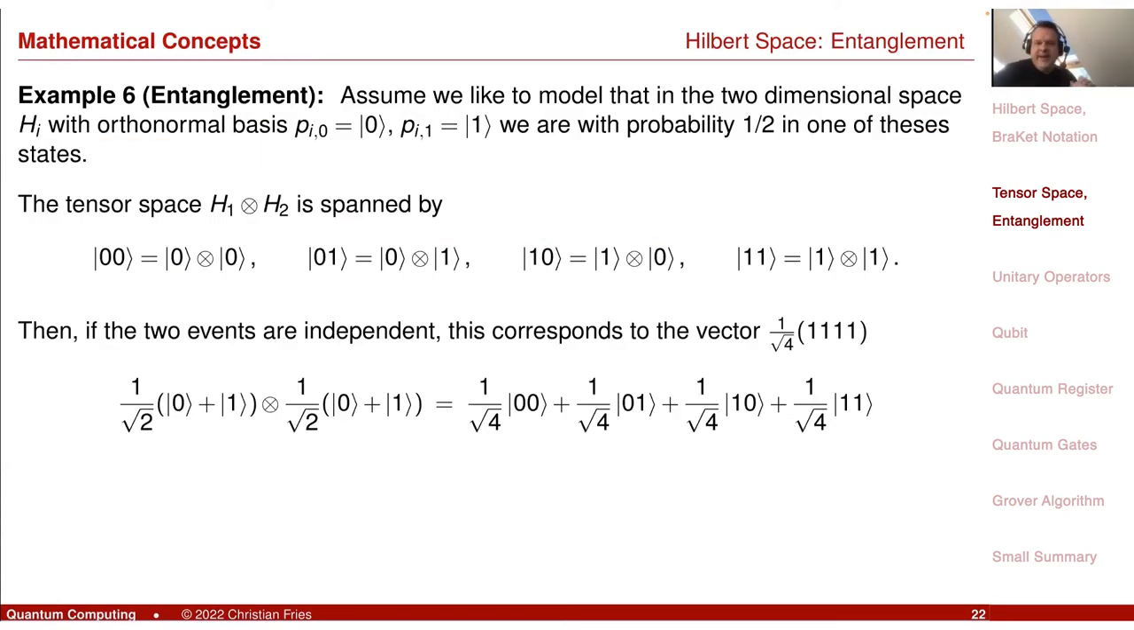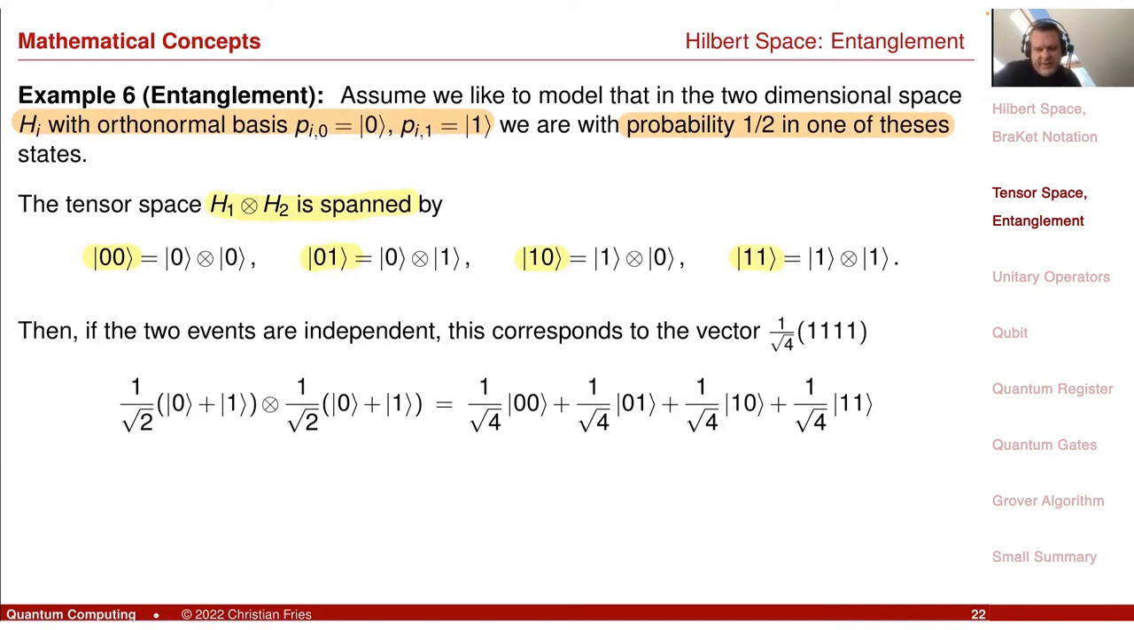So a nice example: assume we like to model that in our two-dimensional spaces, say H1 and H2. Both have the basis vectors labeled by ket 0 and ket 1. Assume that in both spaces, I can be with probability 1/2 in ket 0 and 1/2 in ket 1. My tensor space has the four basis vectors 0 0, which is ket 0 tensor product ket 0, 0 1, 1 0, 1 1. These are just the names for the basis vectors.